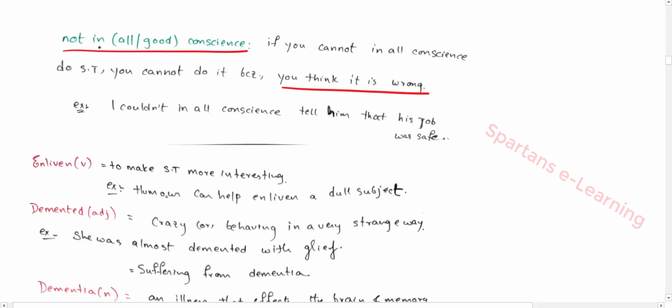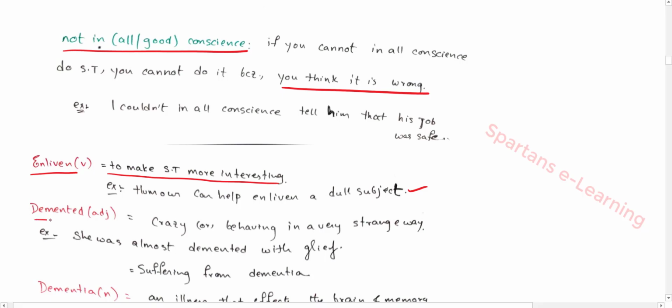Our next word is enliven. Enliven is a verb. Enliven means to make something more interesting. Example: humor can help enliven a dull subject. Enliven means to make something more interesting.